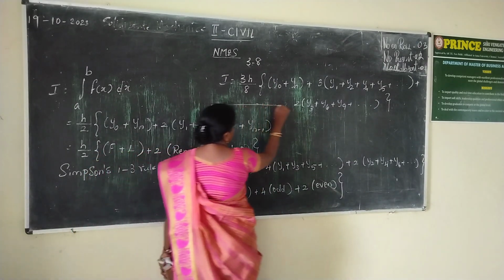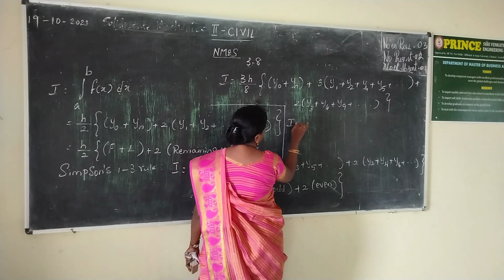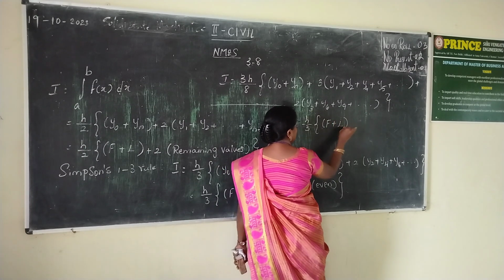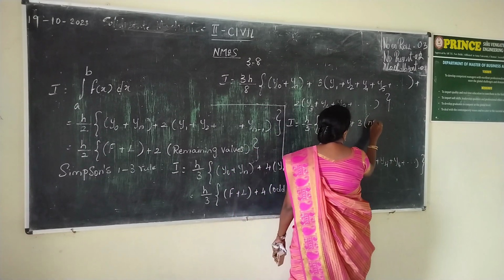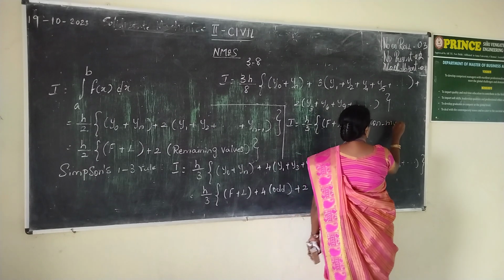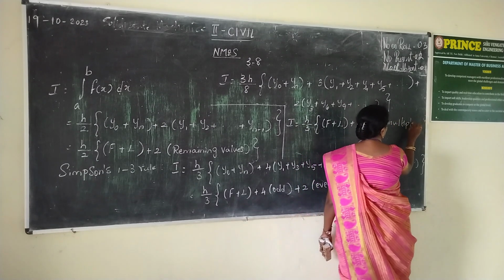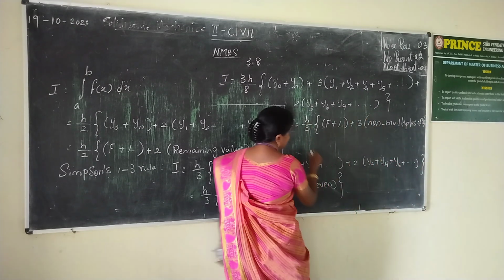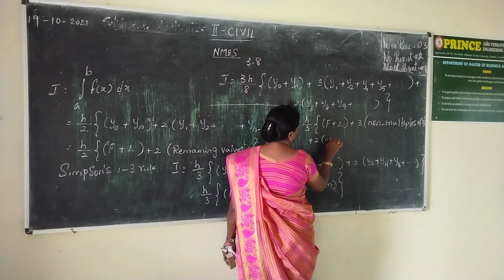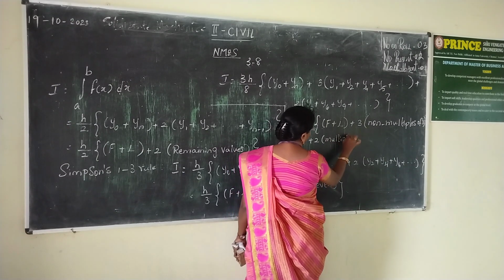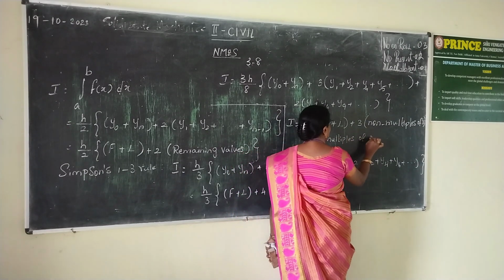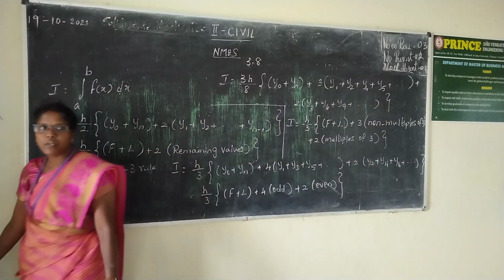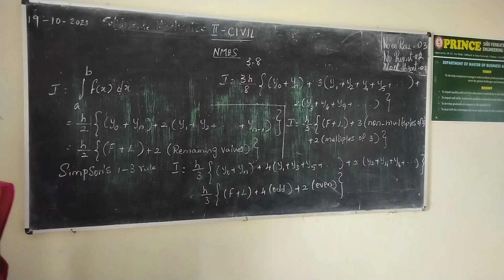How to remember this easily: I equal to 3h by 8 into first and last plus 3 into the non-multiples of 3, plus 2 into the multiples of 3.